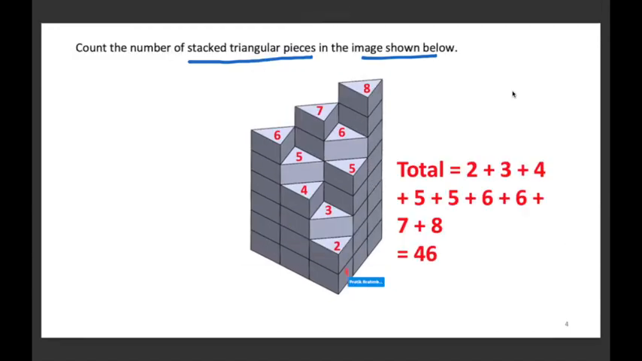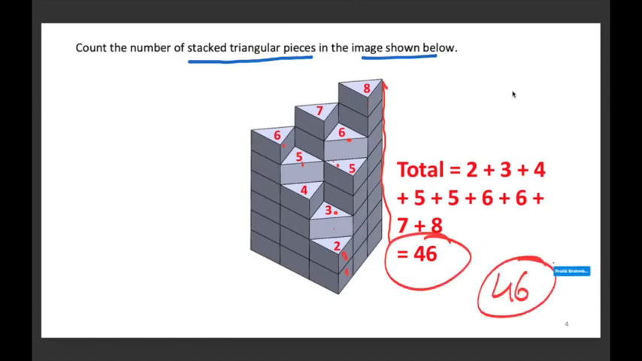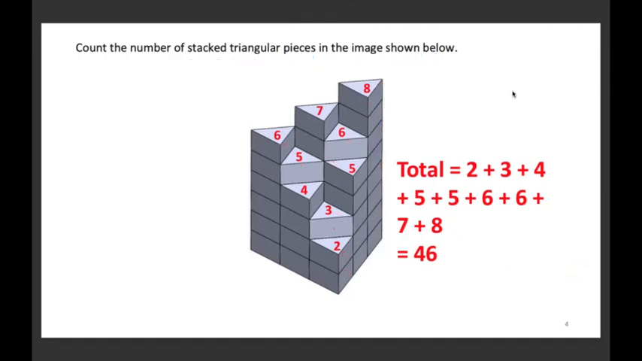So here you have 1, 2. So 2 pieces. One more here. So 3, 4, 5, 6. For here also 5, same height. This is 6, because they are of the same height. 7 and 8 pieces in this stack. When I say 8 pieces, I mean 8 pieces in this stack. One stack only. When I add all of them up, it comes to a total of 46 pieces. We'll move to the next one.